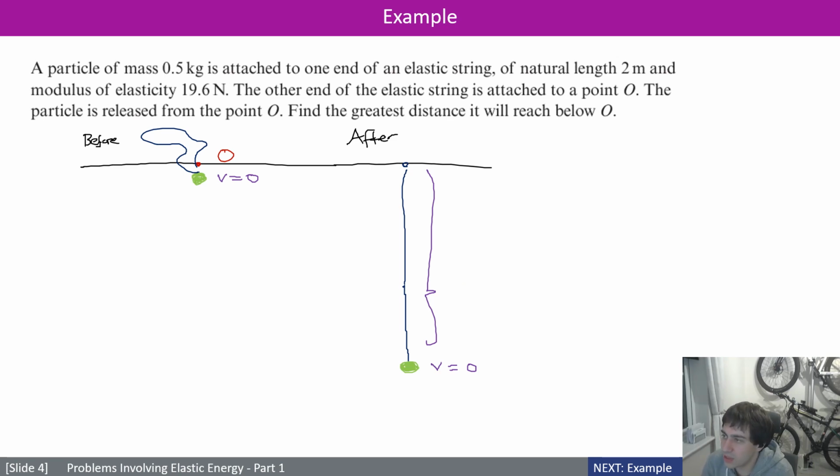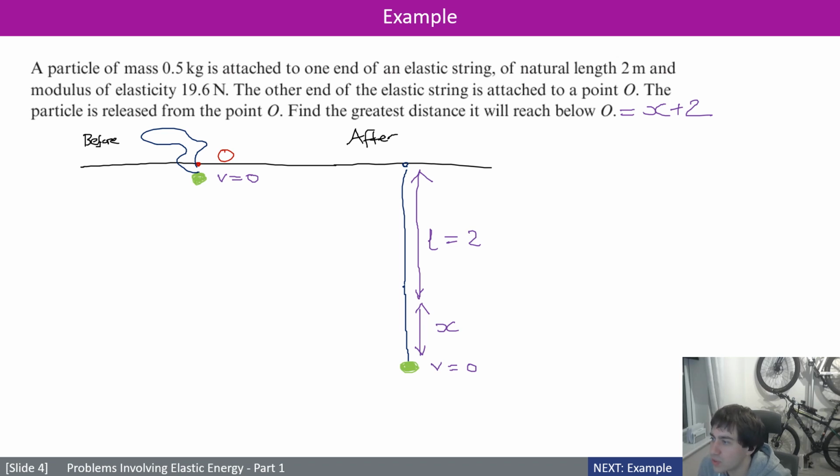And now let's split up this distance into its two components, and they are going to be the natural length of this string, which is 2, and some kind of extension, which we'll call x in this case, right? So our answer for O is effectively going to be x plus 2, right? So our job is now going to be to find x.